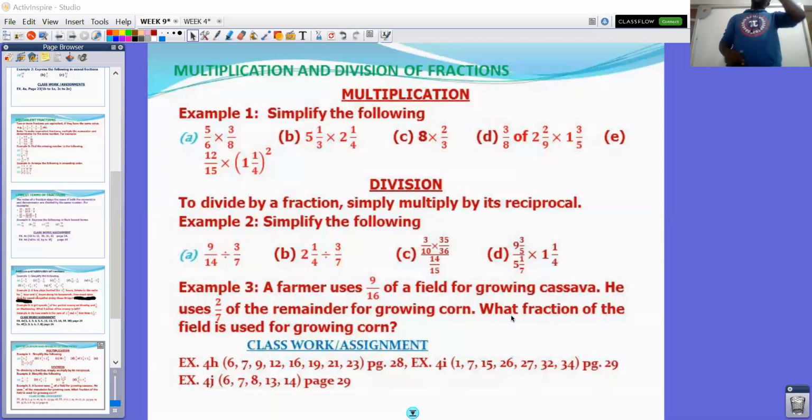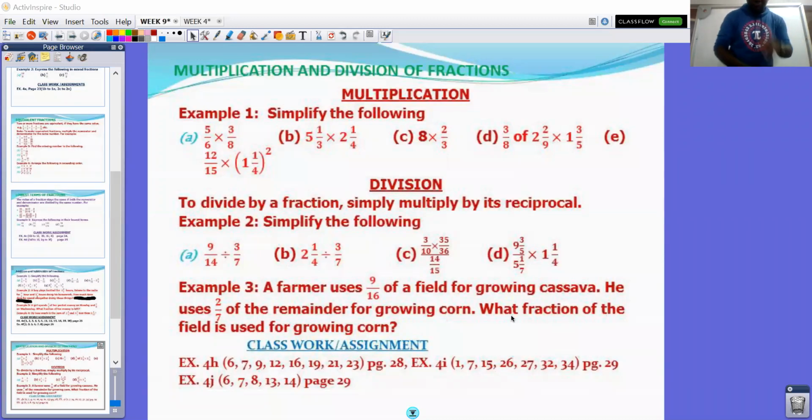For example, if I want to divide 7 by 3 over 4, what I want to divide is 7. 3 over 4 is my divisor. That is what I want to use to divide. So it is that divisor whose numerator and denominator you are going to change. The numerator will change to denominator and the denominator will change to numerator.